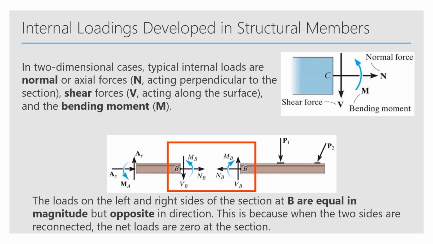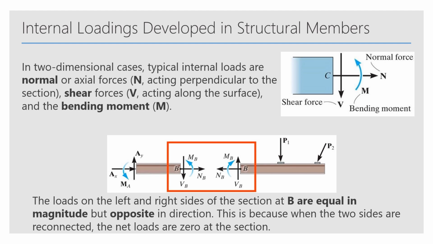In two-dimensional cases, typically internal loads are shown with these three forces we see here: the normal force, the shear force, and the bending moment. The normal force is what we would normally see as the x-axis, and the shear force is what we would normally see as the y-axis, right? And the directions that these forces are pointing are the normal conventions of how we would show forces to be pointing.